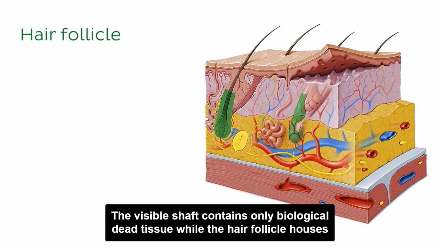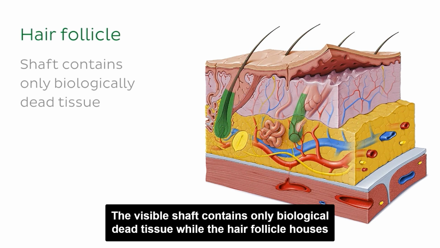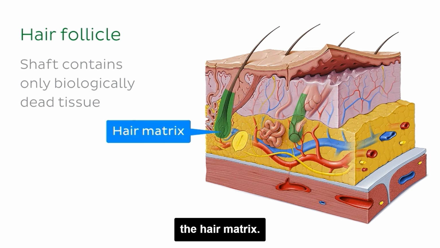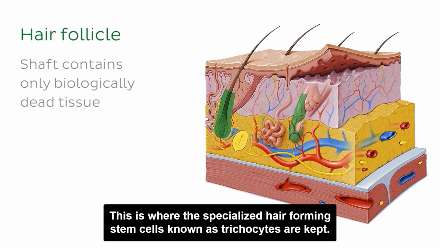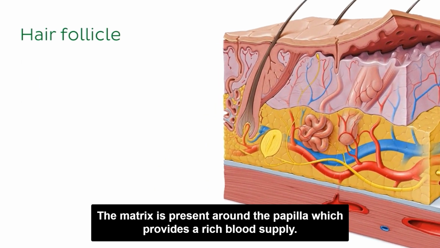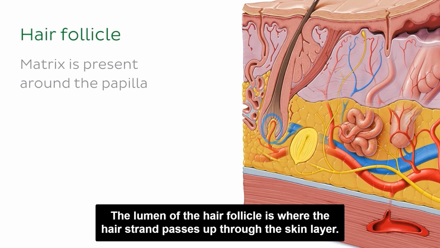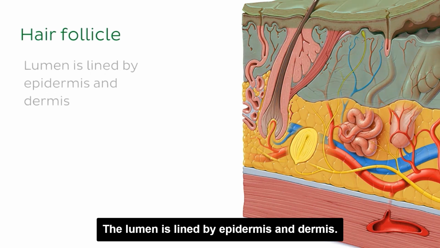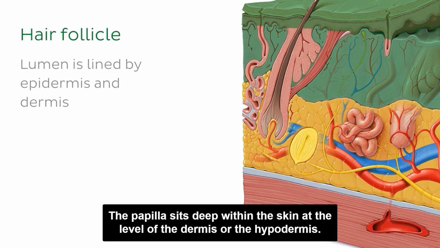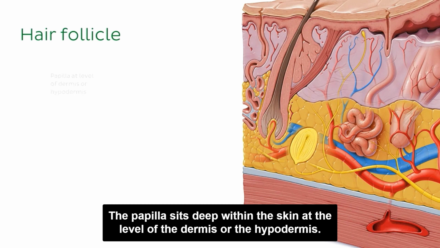Hair is made up of keratin strands. The visible shaft contains only biologically dead tissue, while the hair follicle houses the hair matrix. This is where the specialized hair-forming stem cells, known as trichocytes, are kept. The matrix is present around the papilla, which provides a rich blood supply. The lumen of the hair follicle is where the hair strand passes up through the skin layer. The lumen is lined by epidermis and dermis. The papilla sits deep within the skin at the level of the dermis or the hypodermis.